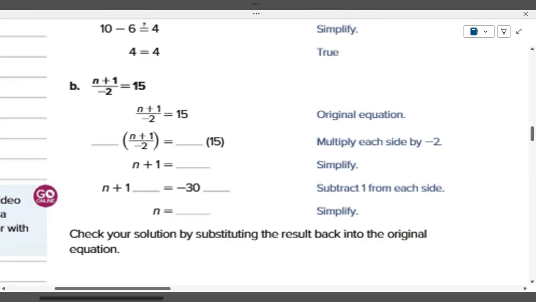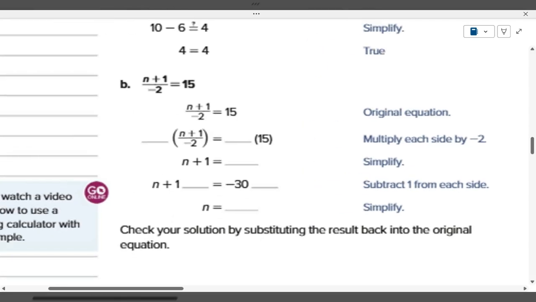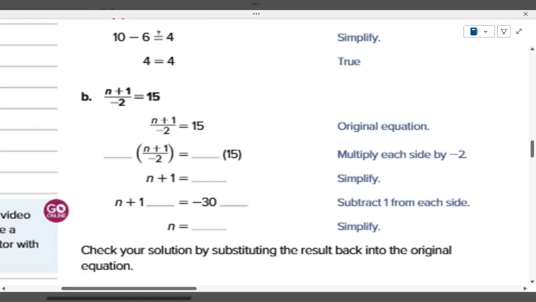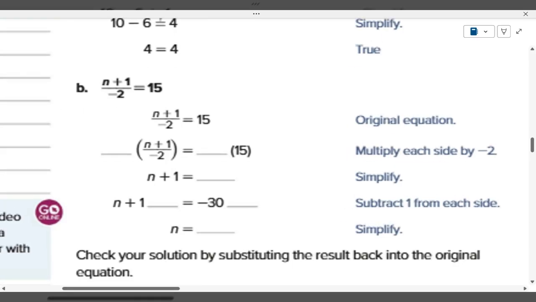Okay. Let's do part B here. So this is a different problem. We have n plus 1 divided by negative 2 equals 15. This one looks scary because we have a fraction, but remember, in algebra, if we start thinking of fractions as division, it's going to help us out. So n plus 1, the whole top part, is being divided by negative 2. The opposite of dividing by negative 2 is multiplying by negative 2.